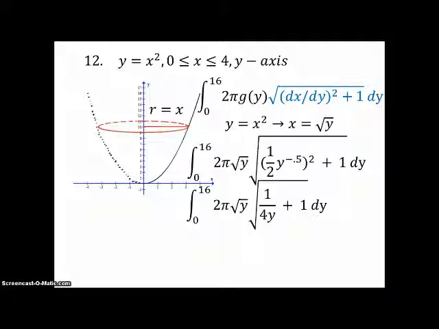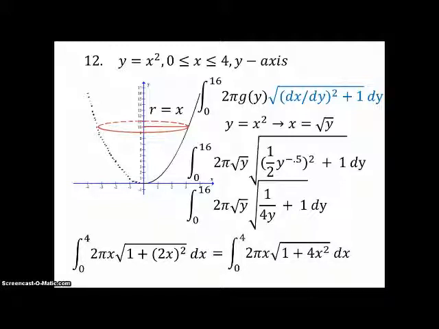So let's take a look at the other option. If we integrate along the x-axis, then we have 2 pi r, and r is just x, and we have under the square root 1 plus (dy/dx) squared, and dy/dx is just 2x. That integral you could probably do with u-substitution, but don't feel that you have to. If you wish, you can just use your calculator to approximate these integrals. So there's the final approximate answer.